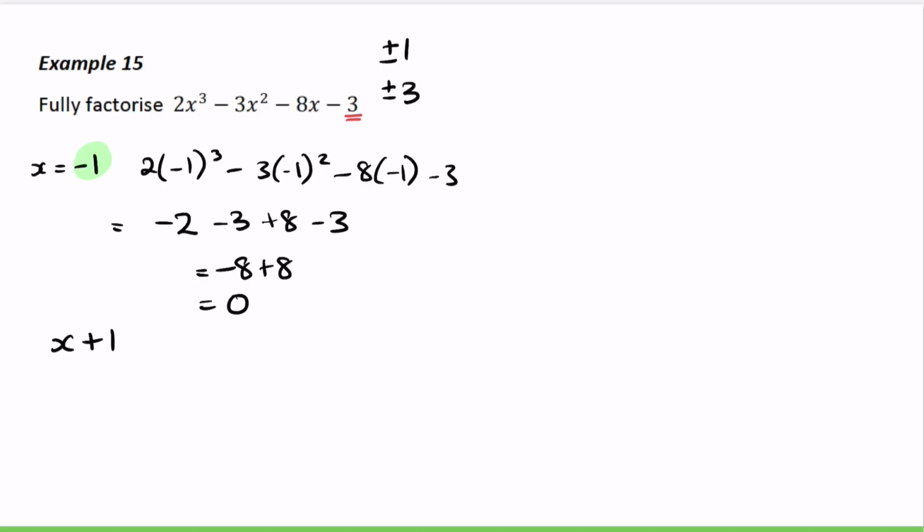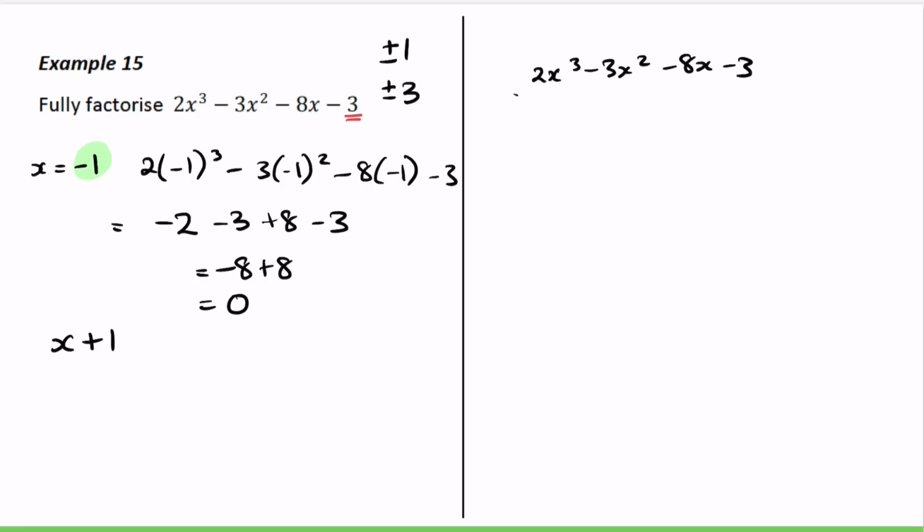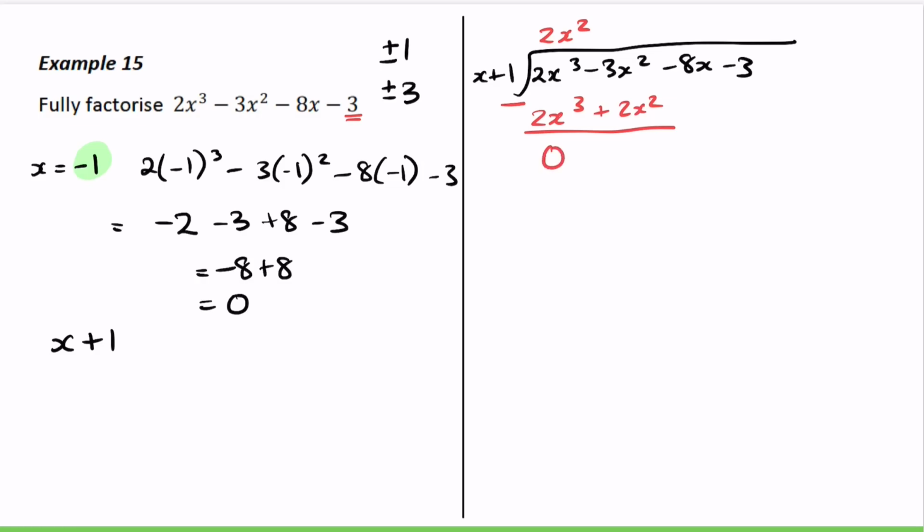Now that I've found that, what I'm going to do is long divide as we had previously. So I'm going to write my expression. So that's 2x cubed minus 3x squared minus 8x minus 3. And our factor, x plus 1, and we're going to go ahead and divide now. So x goes into 2x cubed, 2x squared times, multiply that out. So 2x squared times x is 2x cubed, 2x squared times 1 is 2x squared. Now we're going to subtract. 2x cubed minus 2x cubed is 0 as expected. Negative 3x squared minus 2x squared is negative 5x squared. Then what I can do from there is drop down the next term. So that's negative 8x.